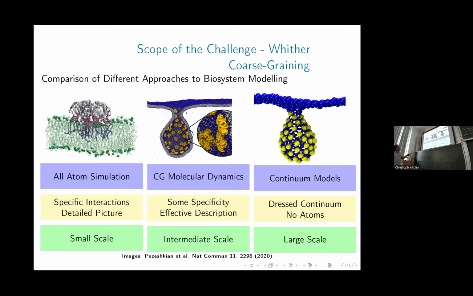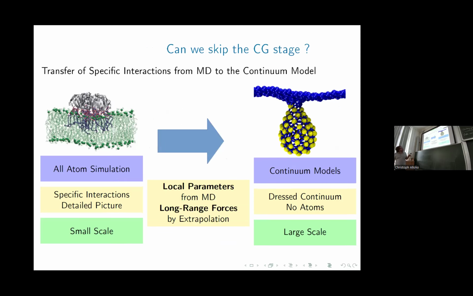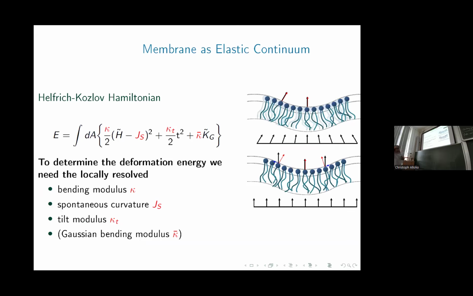And then finally, you can use continuum models, right? Here you have to imagine these things as a mesh, and then you have a continuum without atoms, which is basically scale-free. So obviously, what would be great would be to have local parameters from the atomistic simulation and proper long-range forces by extrapolation, and then put them into local continuum parameters, like effective coefficients for maybe elasticity, structure, or charge. And then you might be able to get the full accuracy.